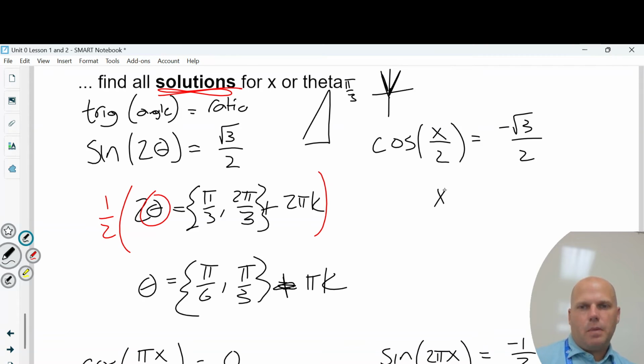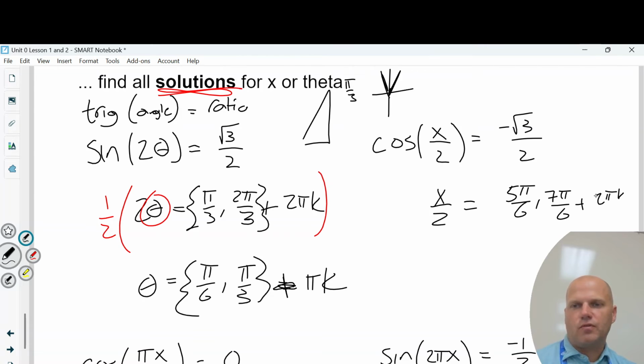Here, my angles are x over 2. We want 5 pi over 6 and 7 pi over 6, and we want multiples of 2 pi for that.